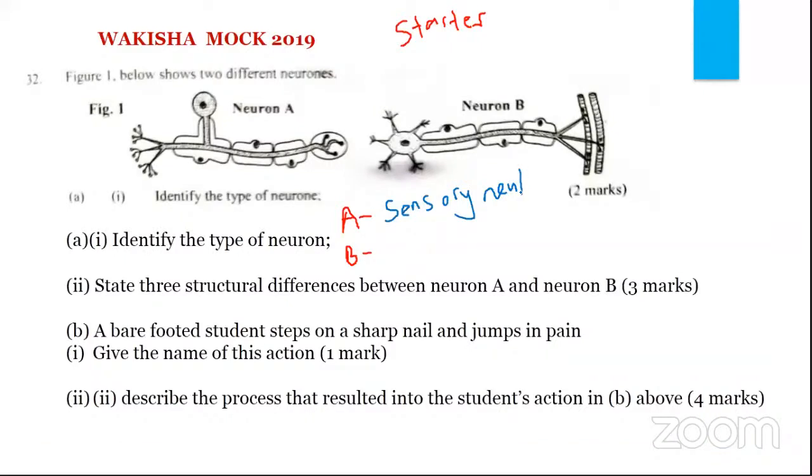So this was the sensory. It's supposed to be sensory neuron. Daphne was still giving us the answer, and then I went off. Okay. And then Jessica says B is motor neuron.